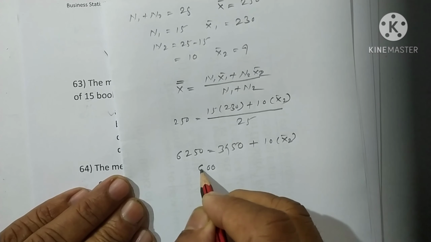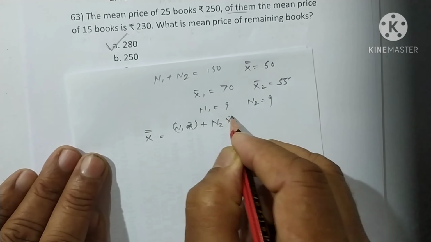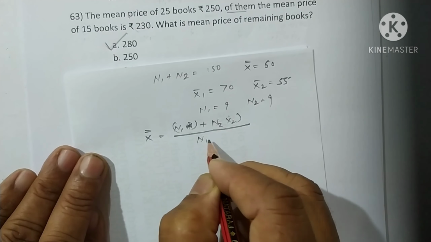The formula is that x double bar is equal to N1 into x1 bar plus N2 into x2 bar upon N1 plus N2. Now x double bar is 60, N1 we have to find out, x1 bar is 70, N2 is to find out, x2 bar is 55 and divided by total of 150. Now 150 into 60 comes 9000, equals 70 N1 plus 55 N2. This is the first equation.